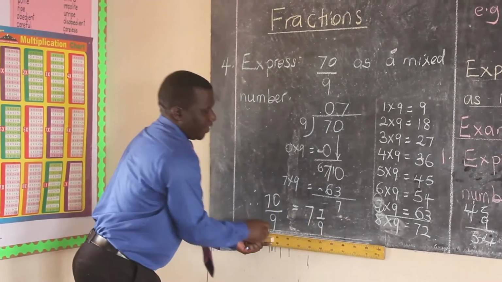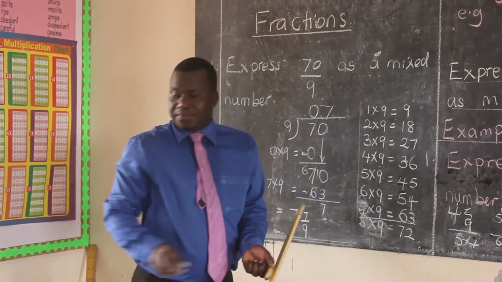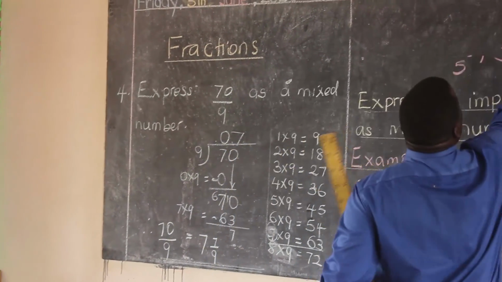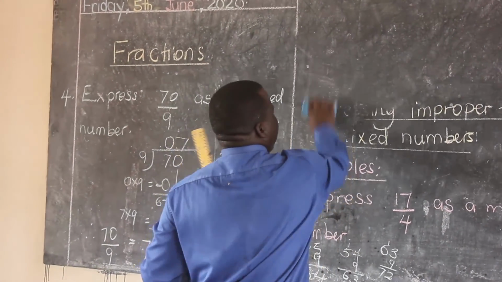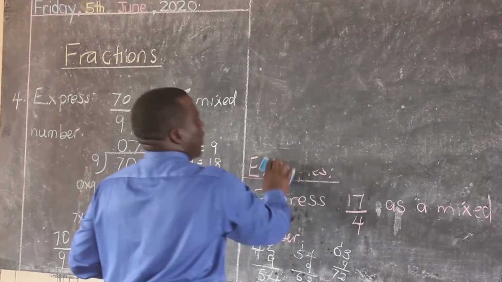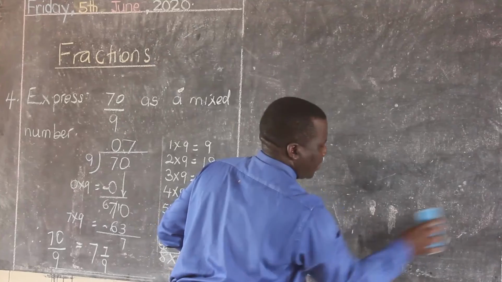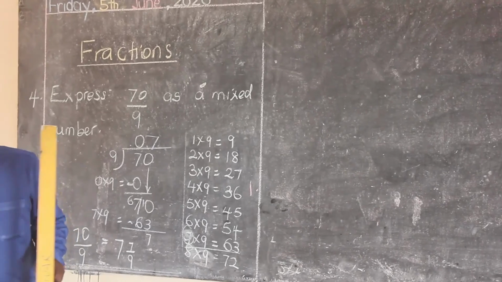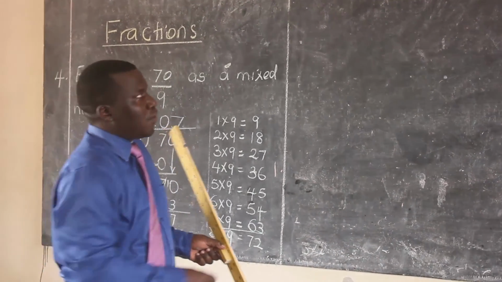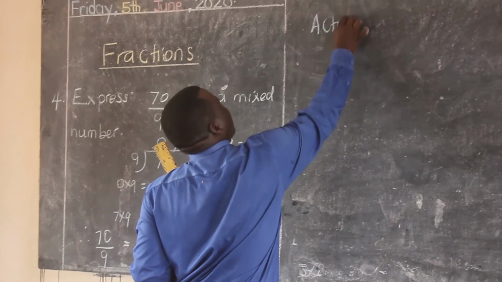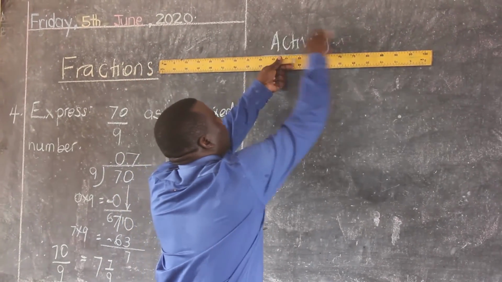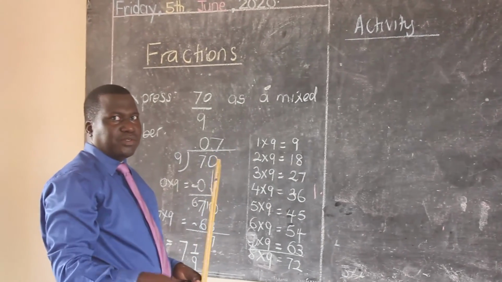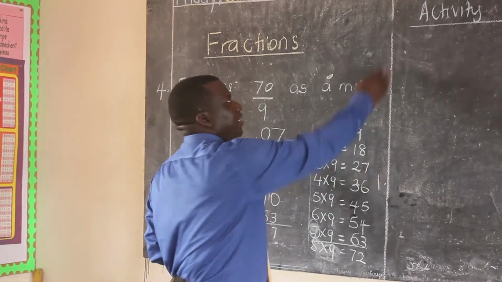Now, I will leave you with the activity. You will be the one to do the activity. I'm not going to write the activity here. When your parent comes to pick the work, you will be able to find the activity in the work. It's already in your work. So when your parent comes to pick the work, you will attend to that activity.